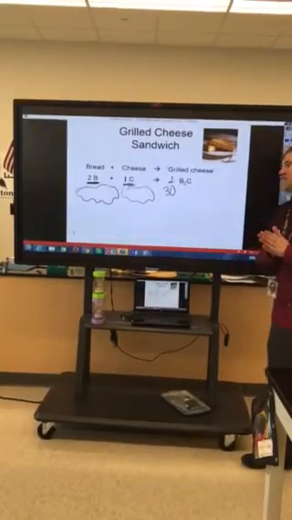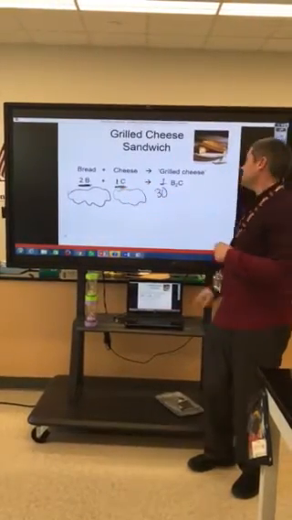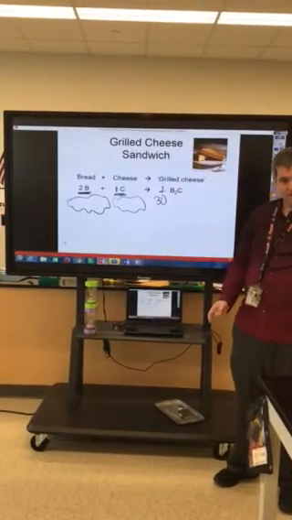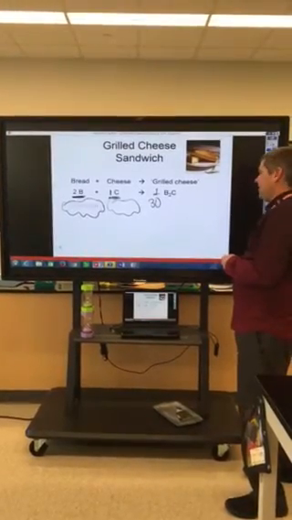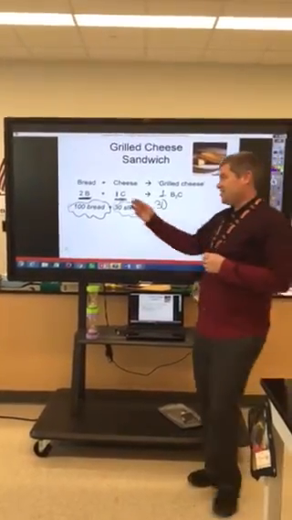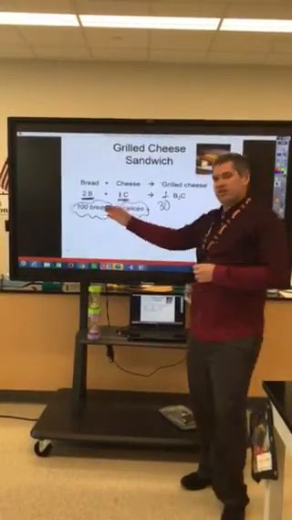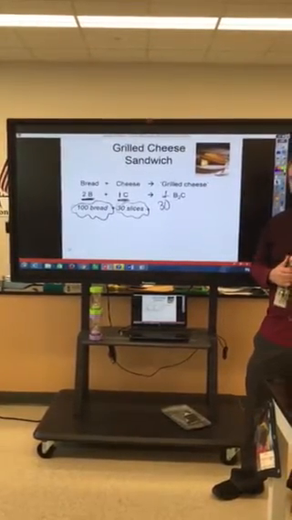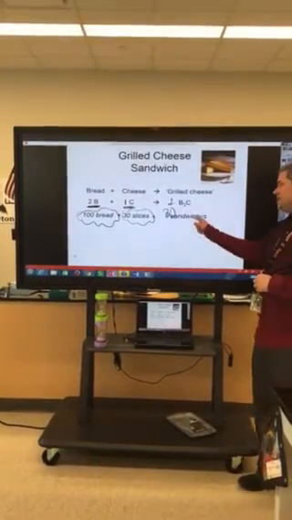So think of it like this. If you have 2 pieces of bread for every 1 piece of cheese, you get 2 pieces of bread with 1 cheese. But remember, we can go even higher. If we have 100 pieces of bread and 30 slices of cheese, which one do you think is going to limit how many grilled cheese sandwiches you can have if you put 1 slice of cheese on every 2 pieces of bread? Equals how many sandwiches?